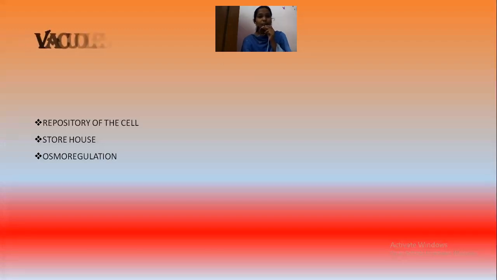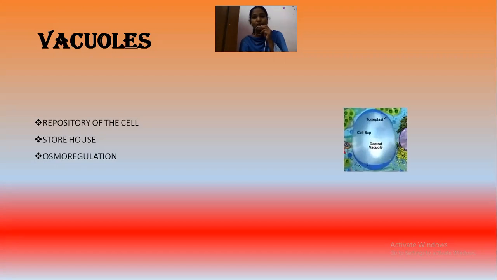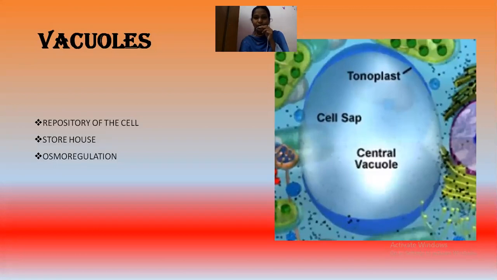Next, the next important cell organelle of the cell is the vacuole. This is one of the peculiar characteristics of the plant cell. The vacuole has special features. The name of the vacuolar membrane is tonoplast. And the vacuole sap contains various digestive enzymes or detoxifying enzymes, as it is useful for storage of various cell organelles. This is called the repository of the cell, and in addition to this, it also conducts osmoregulation.